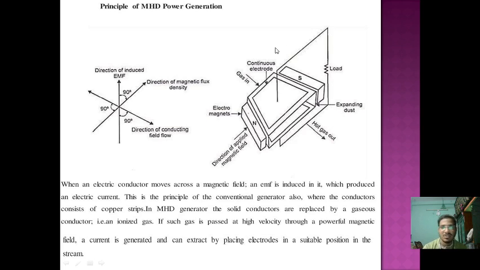Here the load variation is there, expanding dust. Here we are expanding the dust particles and the direction of the applied magnetic field. Here we are applying two different magnets. Here the direction of the magnets will be there: one is the north pole, the second one is the south pole. With the help of electromagnetic radiation, we are producing the heat energy, and it goes to the inverter or generator and produces the electrical energy.